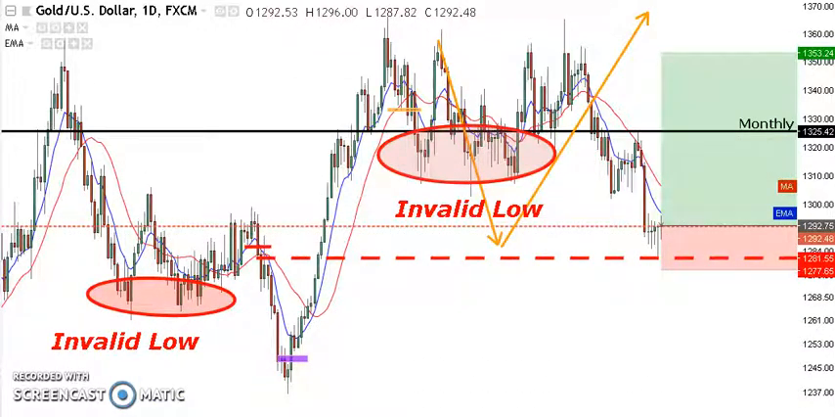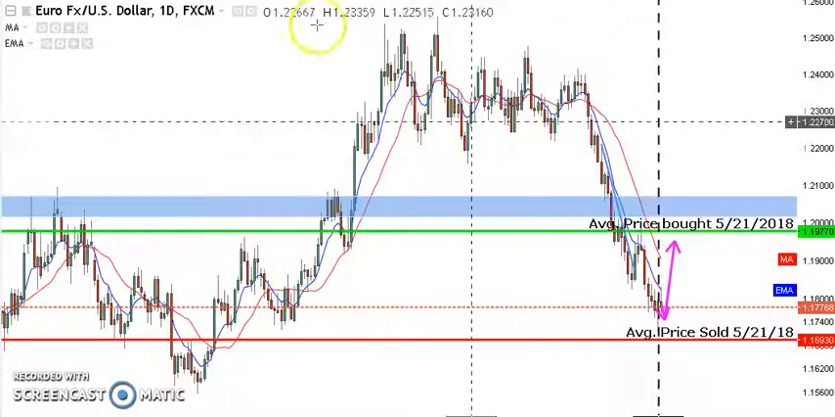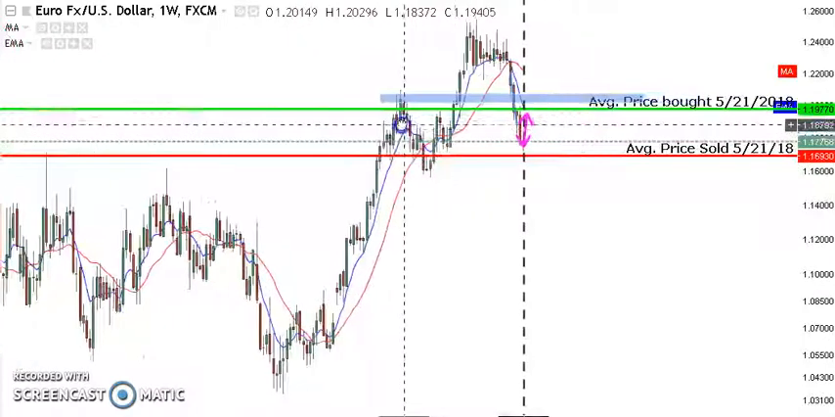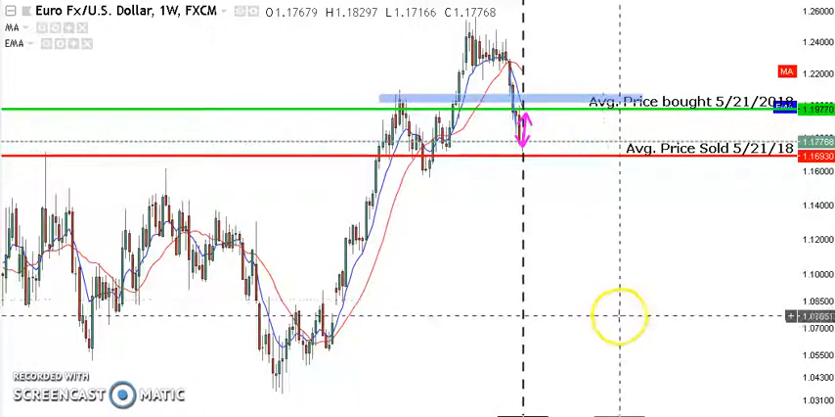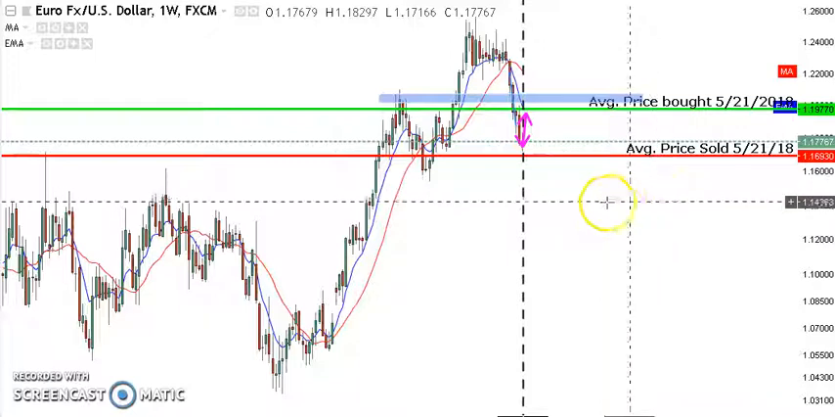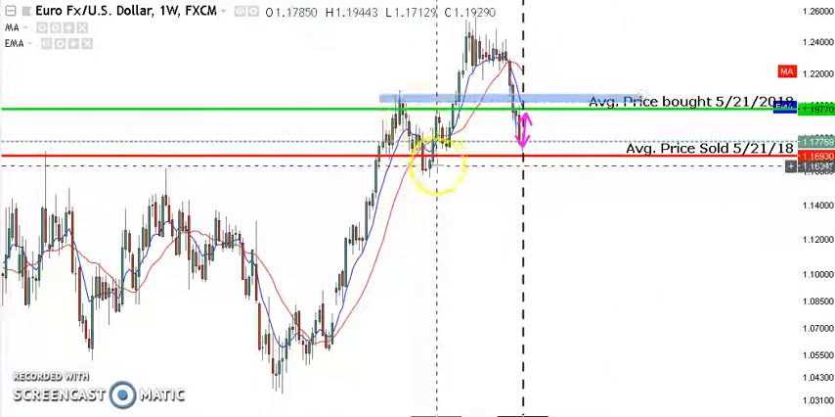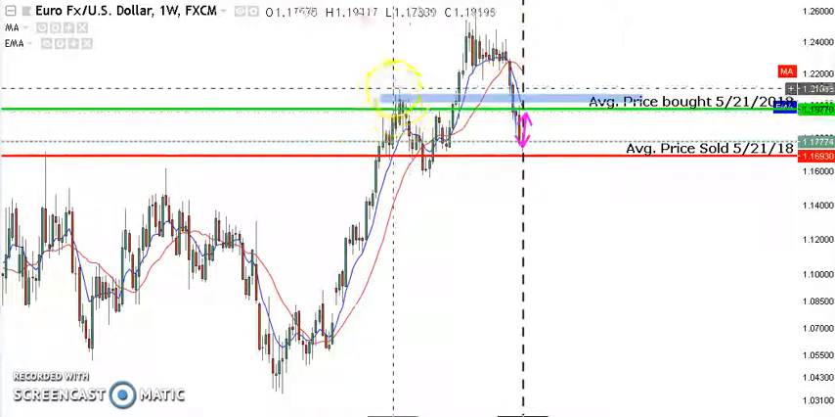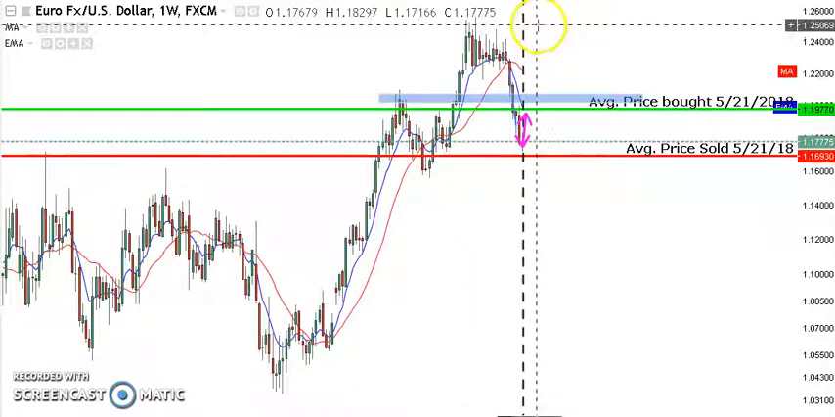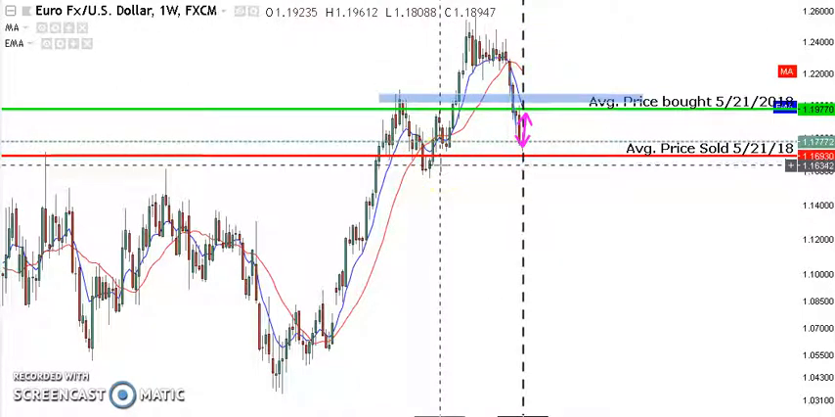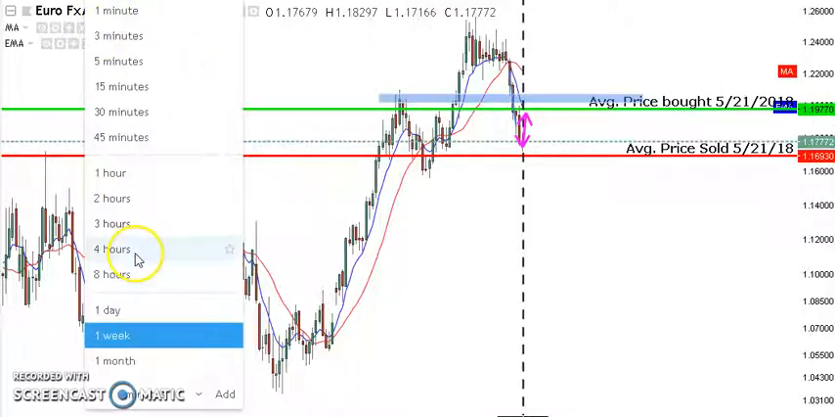So now let's go to Euro US dollar. Let's go to the weekly. And right here I actually have my average price theory, which I did on this pair yesterday. So we are in an uptrend. We have our higher high, our higher low, our higher high. And there are reasons and ways to know why they are true higher highs and not false higher highs. So let's step down to the daily.